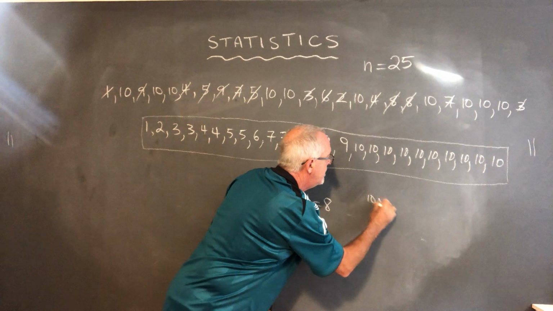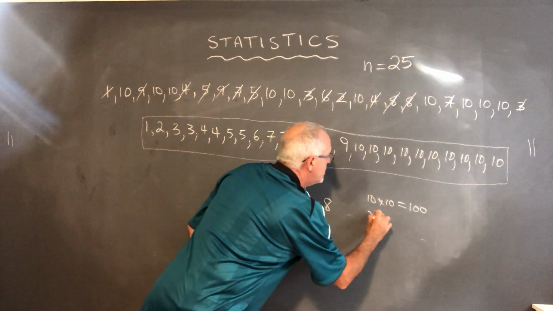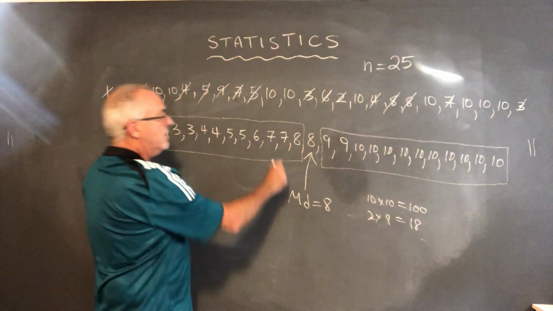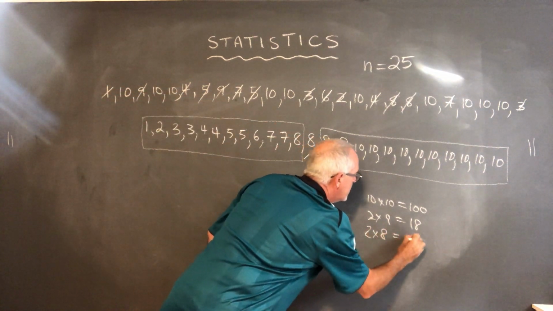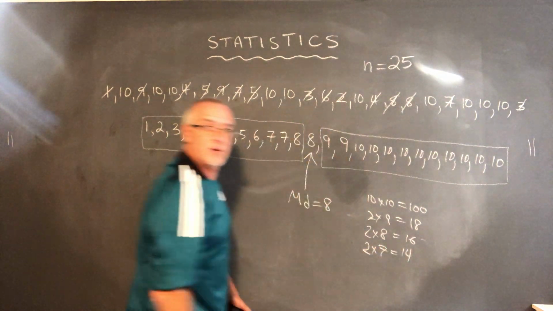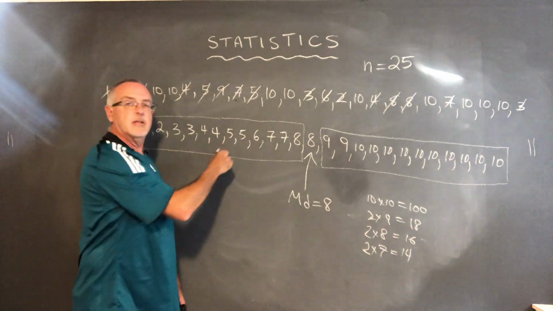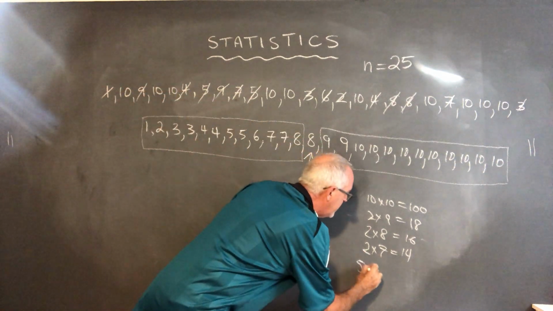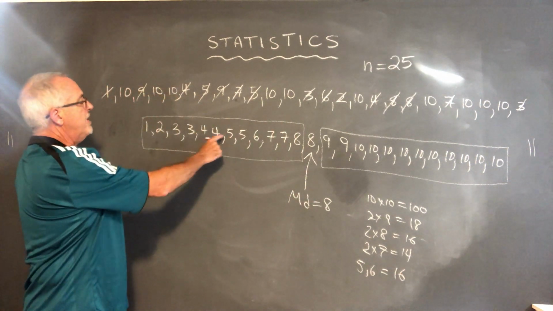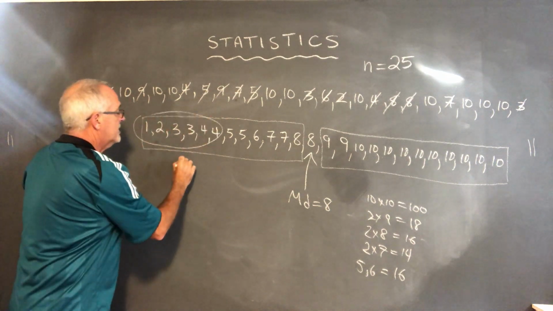There are 10 tens, and 10 times 10 is 100. So the total of all the tens is 100. Then 2 nines, that's 18. 2 eights, that's 16. 2 sevens, that's 14. Only 1 6, but with 2 fives, I'll take the 2 fives and the 6 and I'll say that together is 16. 5 and 6 is total of 16. I'm being cute here. 4, 8, 11, 14, 16, 17. Total of all the others is 17.